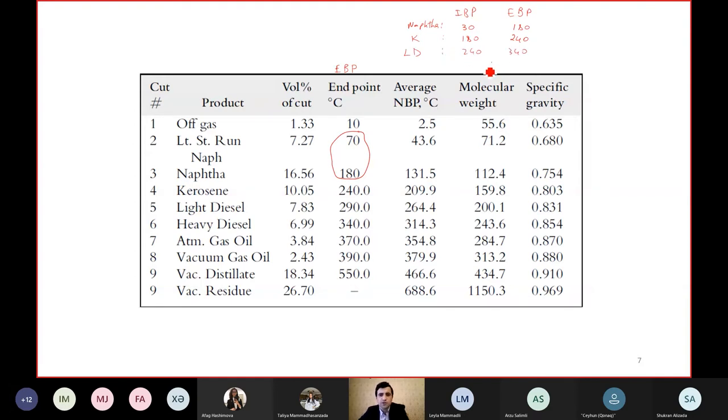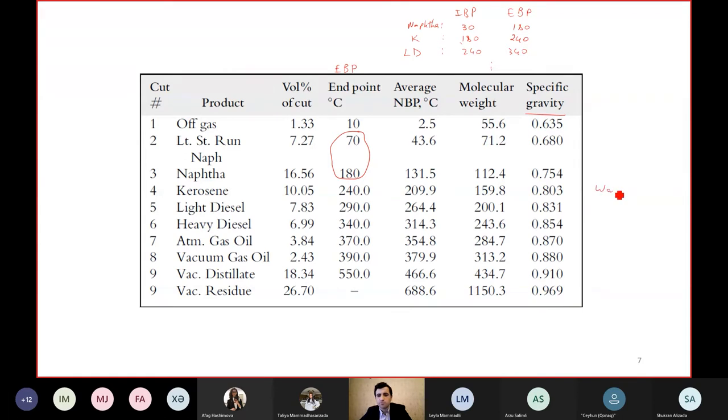340, and so on. So kerosene is not a pure substance. It's also a mixture. But kerosene has such hydrocarbons that when you boil them, they will start to boil at 180 degrees, and all the kerosene will be evaporated when you reach the temperature of 240 degrees. This continues like that. And then you can also see the specific gravity increases, starting from 0.6 to nearly 1.